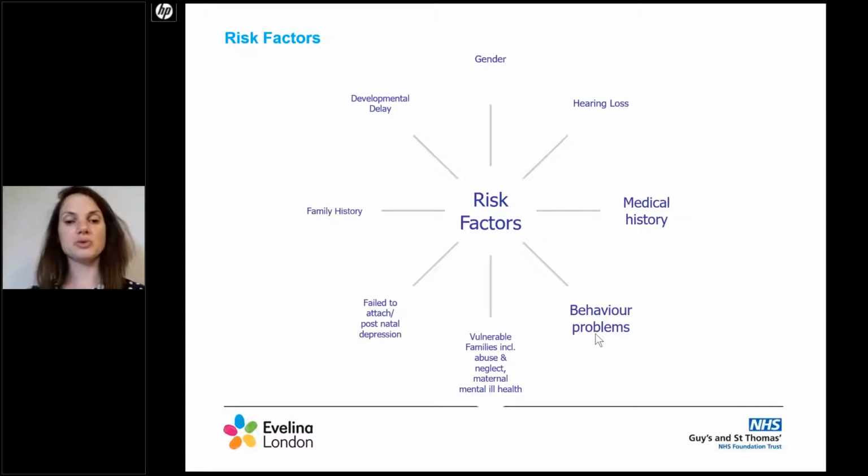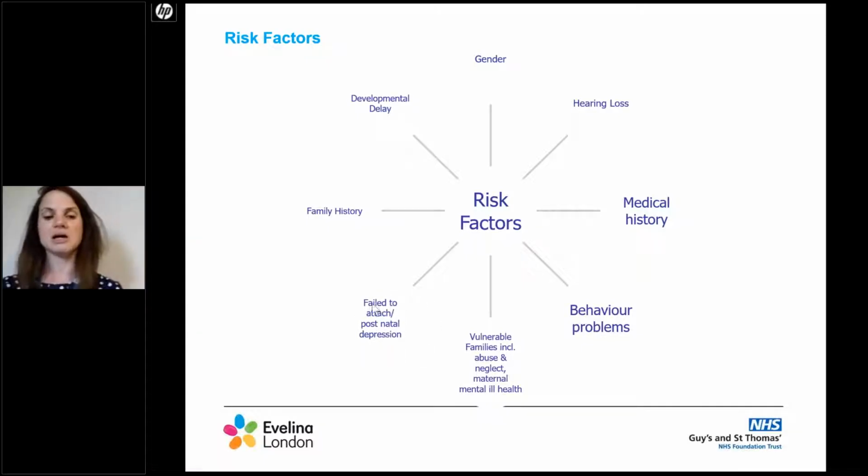I mentioned before that those early adult-child interactions are really important for early language development. So that's the reason why attachment and postnatal depression is listed on here as a risk factor. We know that it's really key for brain development and language development for parents and infants to be having really positive interactions, both non-verbal interactions, things like cuddling, looking at each other, and also the words that are said.